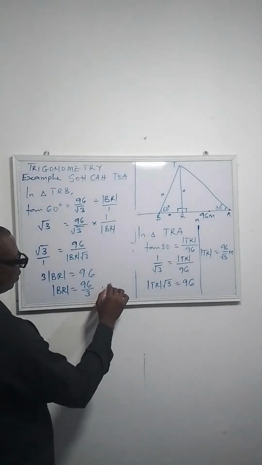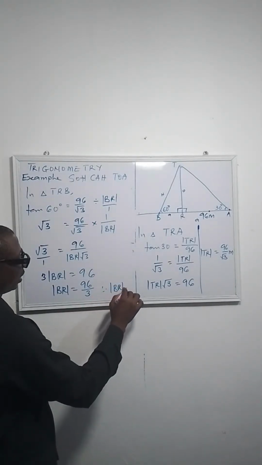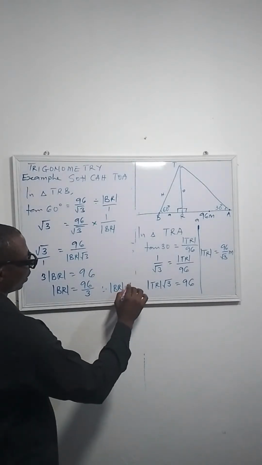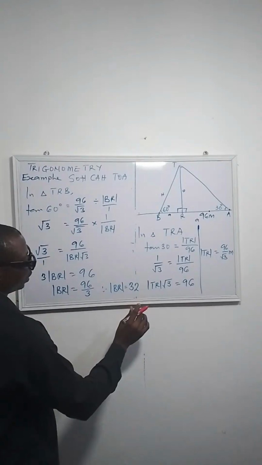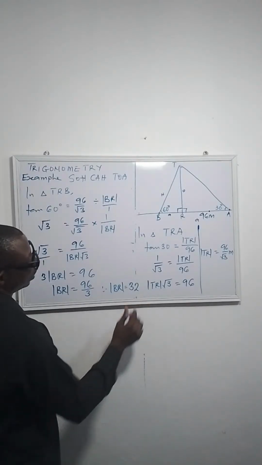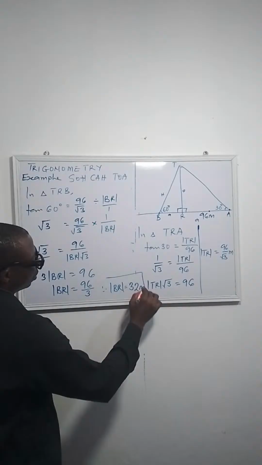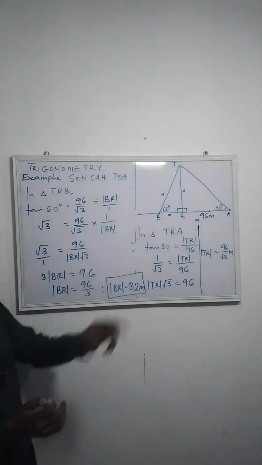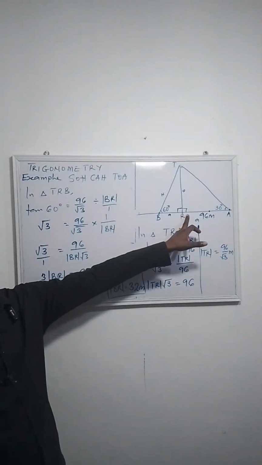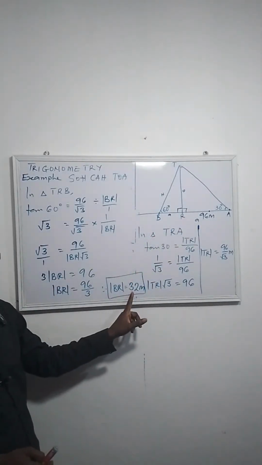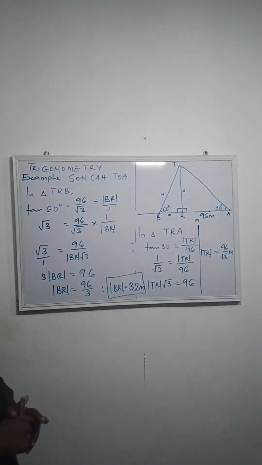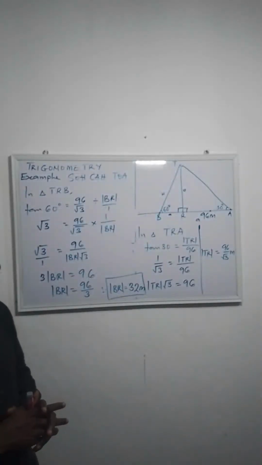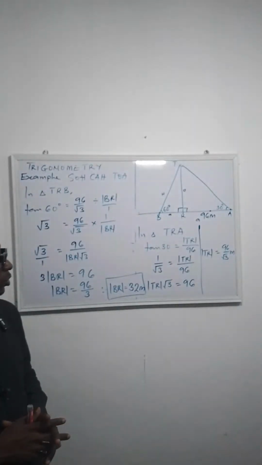Therefore, length BR will give us 32. What's going to be the units? 32 meters. So the distance between the second point and the foot of the tree is 32 meters. That is the answer to the problem. I want to believe you all understand the solution to this problem.